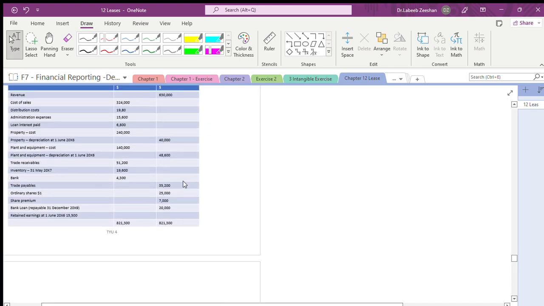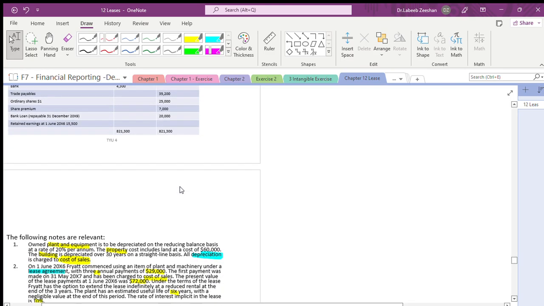Now, they have mentioned lease payments, revenue, cost of sales, distribution, administration, loan, property 240, plant and equipment 140, trade receivables, inventory, bank, trade payables, share premium, retained earnings.